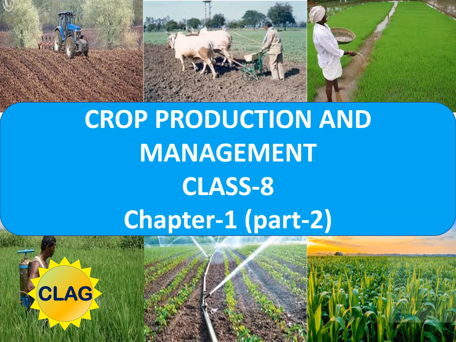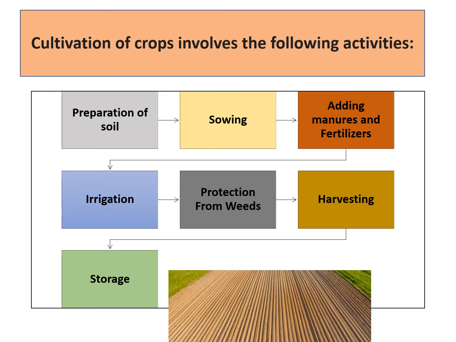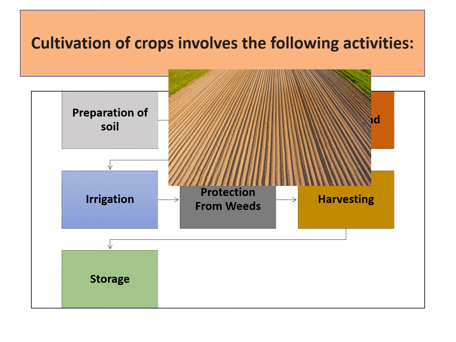So today we will learn about chapter number 1, that is crop production and management of your class 8. This is part 2 of the chapter, and the link of part 1 I have given in the description box. In part 1 I discussed the first step, that is soil preparation. We learned how the soil is generally prepared for growing crops. For this we have to do plowing and tilling, and then leveling. So after the preparation of soil, our land looks like this.